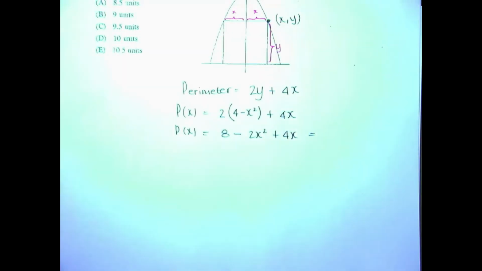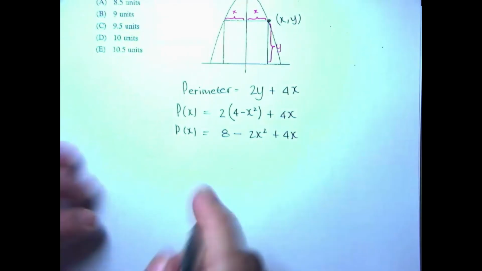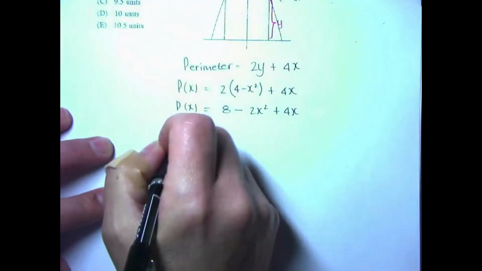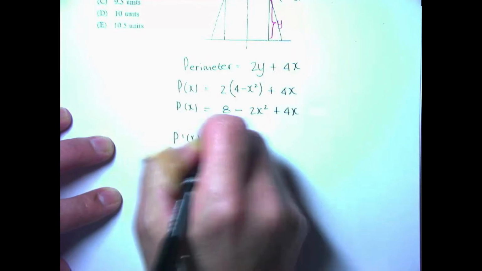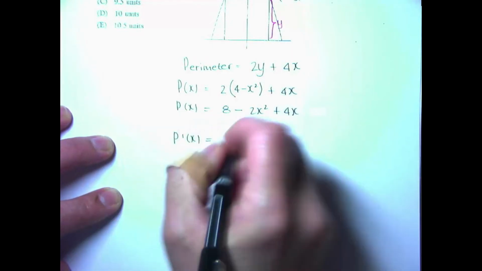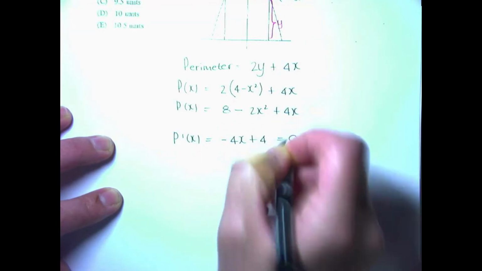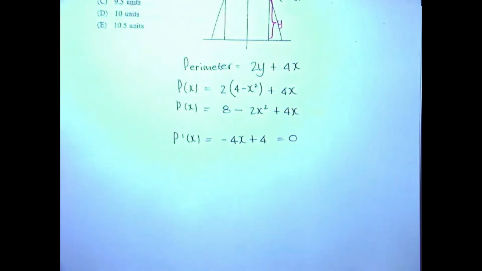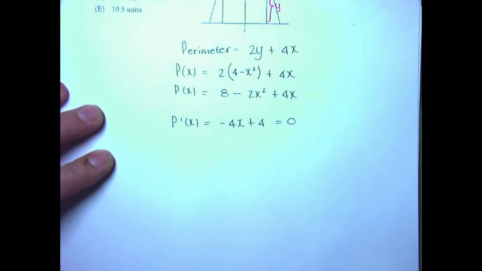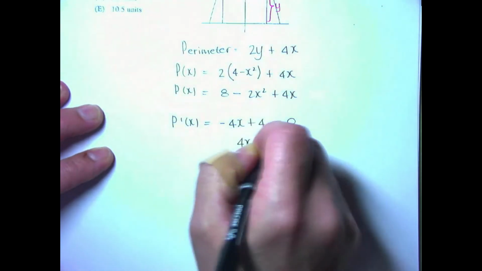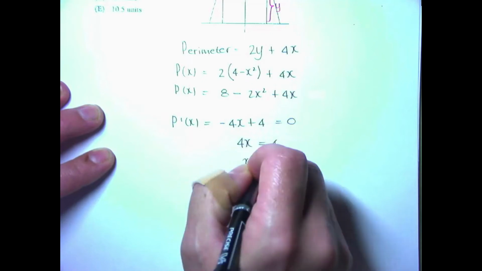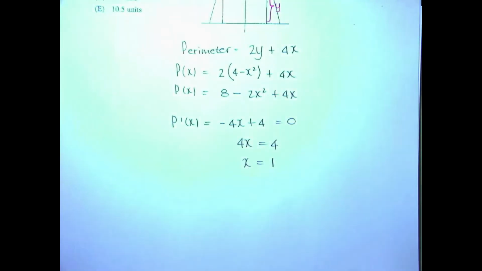And I'm going to go ahead and take a derivative. All right, so this is my objective equation. So the derivative, p prime of x, will be equal to minus 4x plus 4. I'm going to set this derivative equal to 0. All right, so because one of my terms already is negative, we get that 4x is equal to 4, which means x is equal to 1.